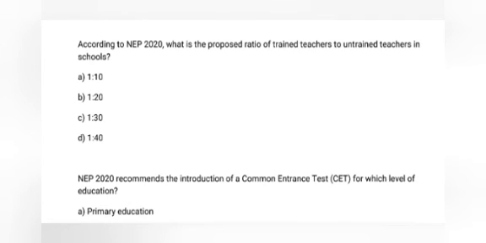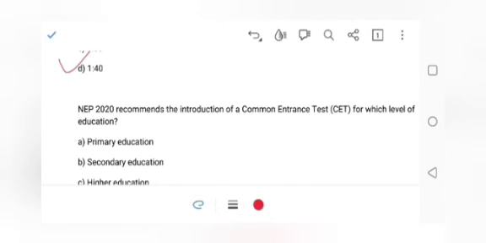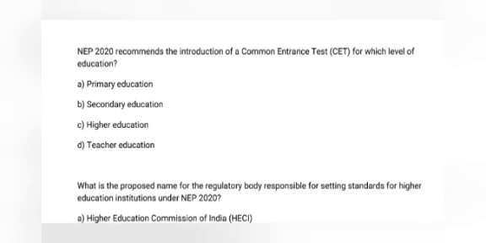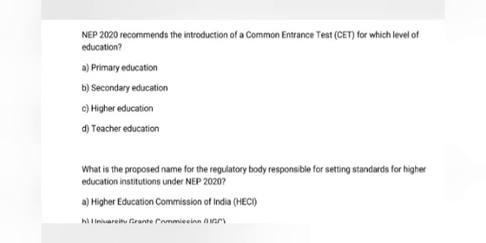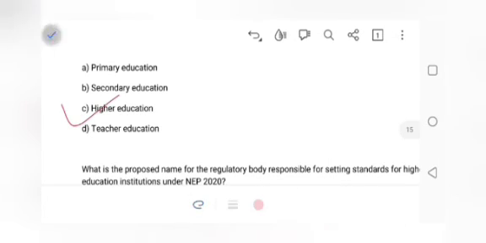According to NEP 2020, what is the proposed ratio of trained teachers to untrained teachers in schools? Okay, it will be 1:30. NEP 2020 recommends the introduction of a common entrance test, CET, for which level of education? So it will be higher education. Common entrance test for higher education.